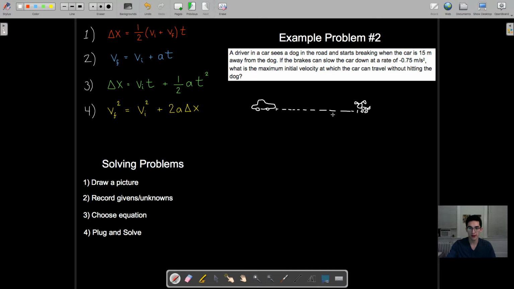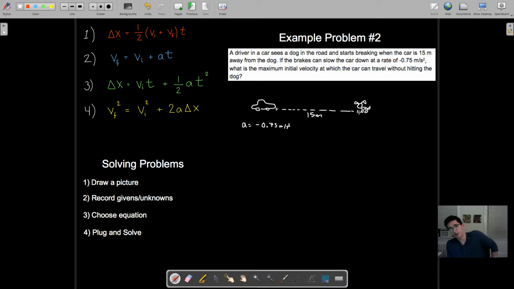15 meters away, okay? And if the brakes slow the car down at a rate of negative 0.75 meters per second squared, that unit tells me that this is an acceleration, so negative 0.75 meters per second squared because of the brakes. Then what is the maximum initial velocity at which the car can travel without hitting the dog?